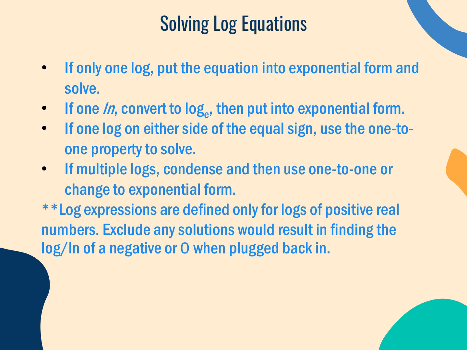Once you see a couple of them, you'll see what to do. If you see only one log, that's this first bullet, you're going to convert the equation to exponential and then solve it. If you see an ln, you would convert it to log base e and put it in exponential form. But if you see a log equals a log, you would just use the one-to-one property, so set the insides equal to each other. If there are multiple logs, you'll either use one-to-one or change it to exponential, but first you would condense it so that there is a single log.